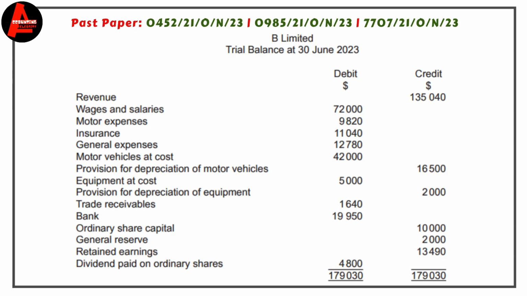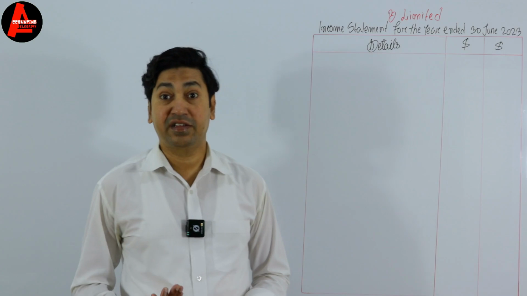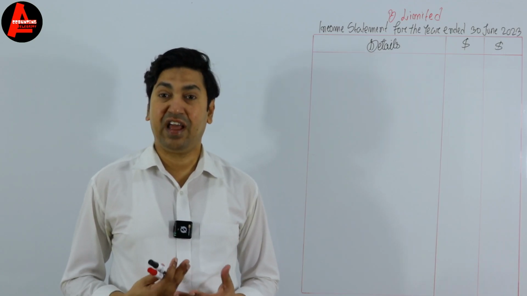B Limited provides cleaning services to client offices and factories. The clients provide their own cleaning materials. The trial balance of B Limited at 30 June 2023 was as follows. So here we see a list of balances, okay? This is the first part, and in the second part I'll show you how to prepare a statement of changes in equity as well.